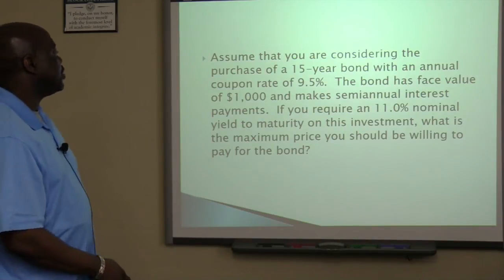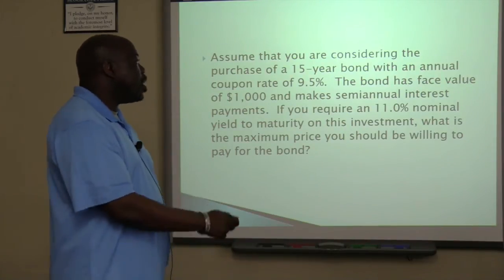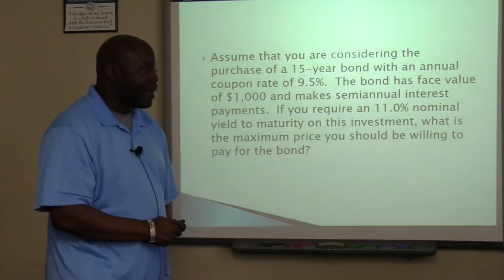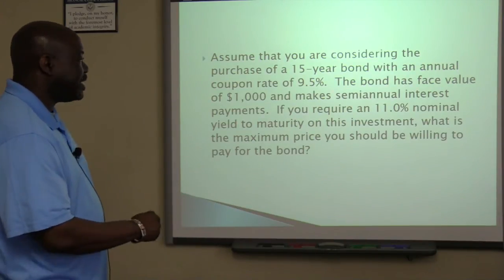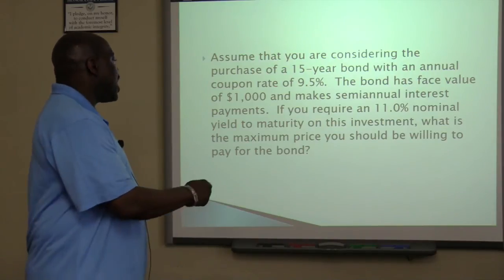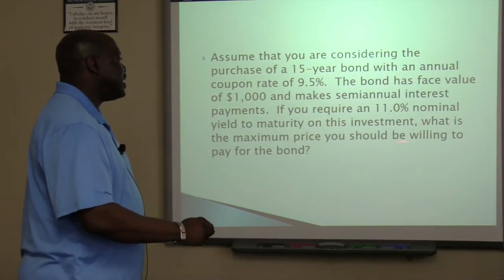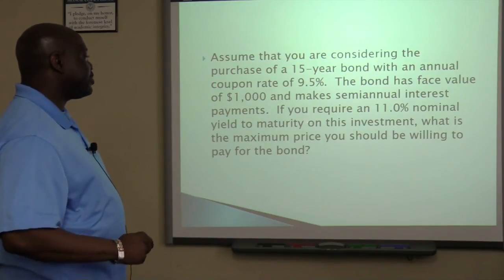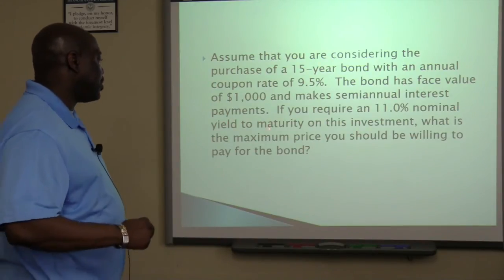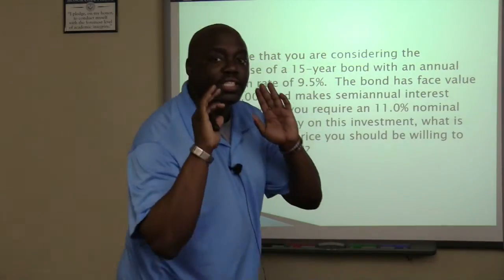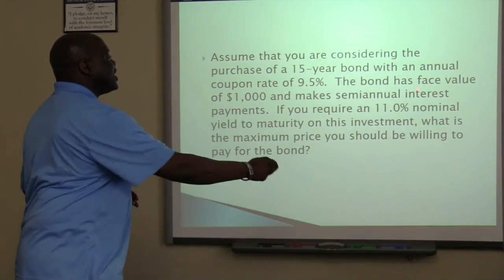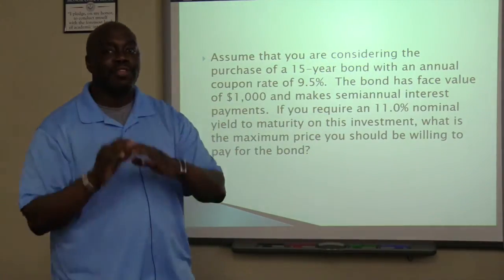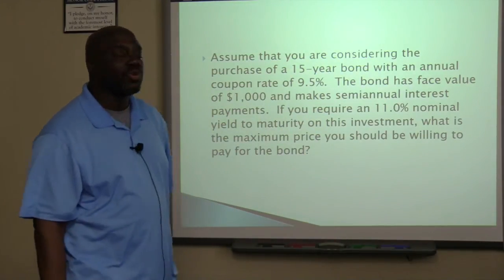Assume that you are considering a purchase of a 15-year bond with an annual coupon rate of 9.5%. The bond has a face value of $1,000 and makes semi-annual interest payments. If you require a 10% nominal yield to maturity on this investment, what is the maximum price you should be willing to pay for the bond? First off, what stands out right here in the middle is that this is a semi-annual payment. So just like we did previously, we have to convert everything into semi-annual numbers.